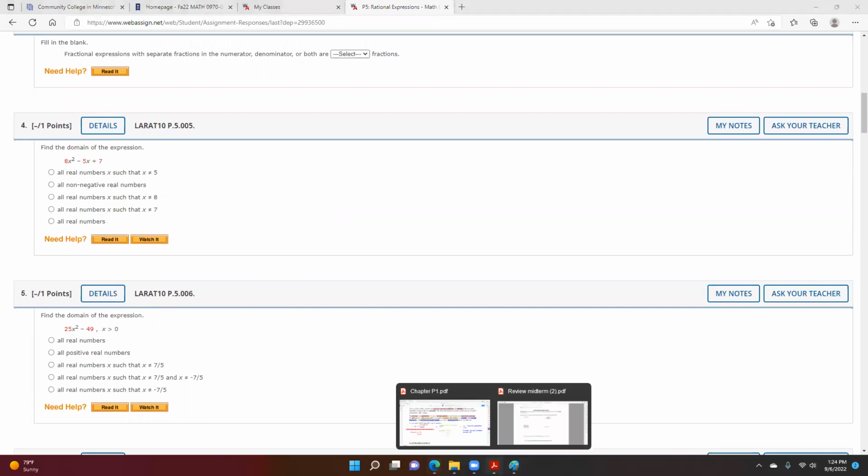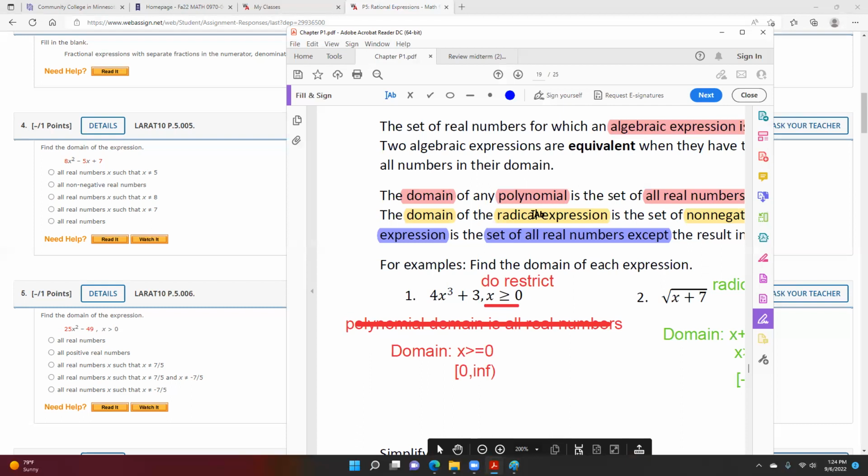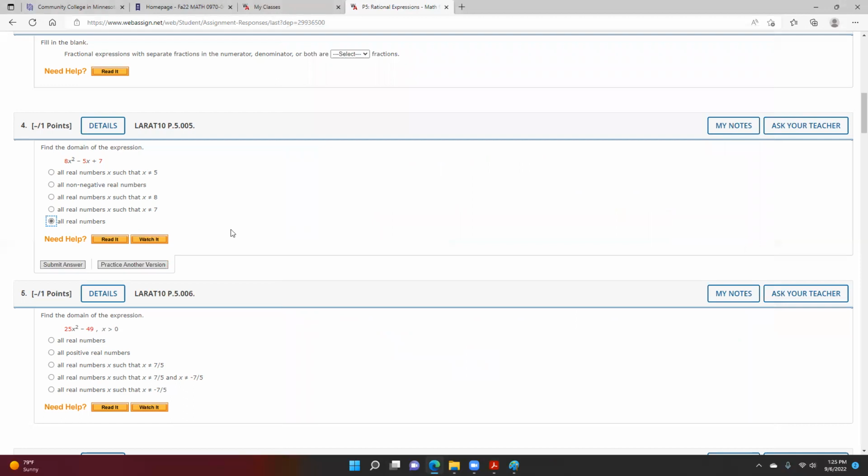Can someone here tell me, is the expression that you see here polynomial, radical, or rational? Question 4. Anyone? Would it be polynomial? Yes, this is a polynomial. And as I mentioned, what is the domain of a polynomial? The domain of a polynomial is what? All real numbers. So because we don't have a domain restriction here, your answer in this case will be all real numbers.